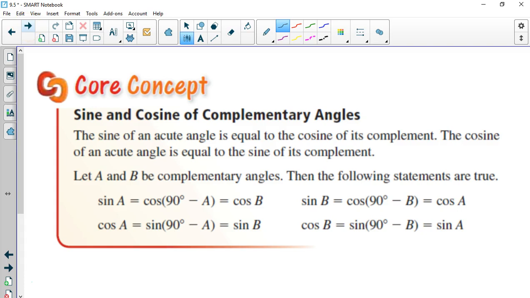Okay, so sine and cosine also have another interesting relationship, okay, from those opposite angles.